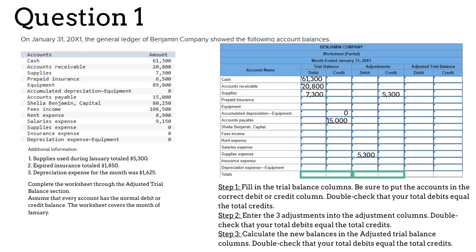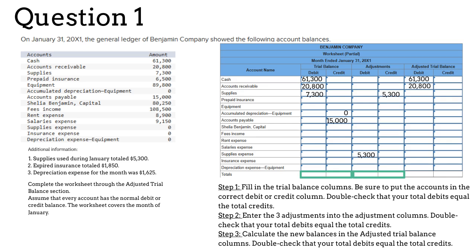The third step for this question is to fill out the adjusted trial balance column by looking at the trial balance column amount, like for instance, cash was $61,300. We had no adjustments in the adjustments columns for cash. So, the amount that we enter in the adjusted trial balance columns for cash is also $61,300. The same applies to the accounts receivable account.